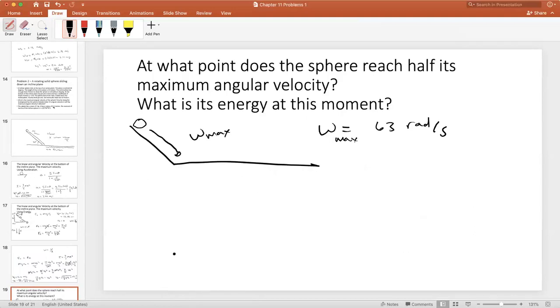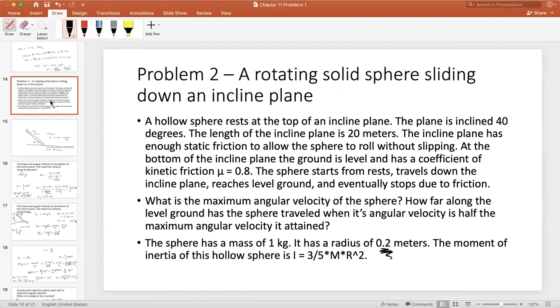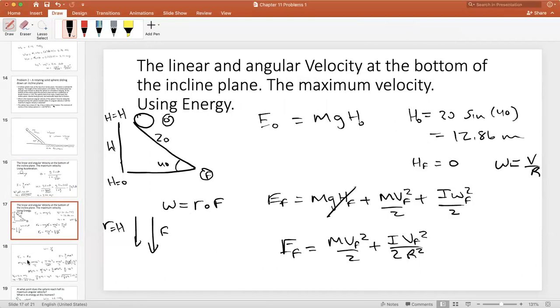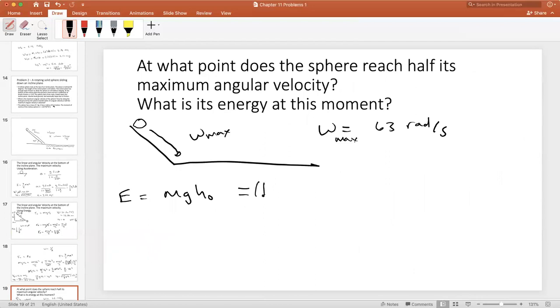So we want to know what the energy is. This is going to be my way of doing it. We want to know what the energy is at this time, because it started off with an energy of mgh naught. Remember that our mass was 1 kilogram and our initial height was 12.86. So 1 times 9.81 times 12.86 is 126 joules. So initially, that initial energy at the top of the inclined plane was 126 joules.